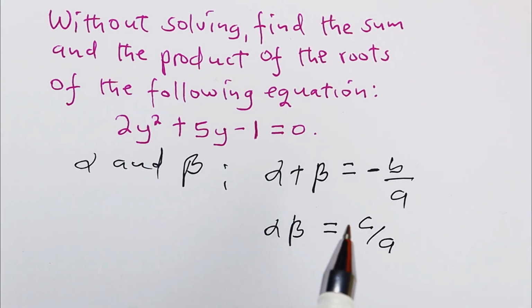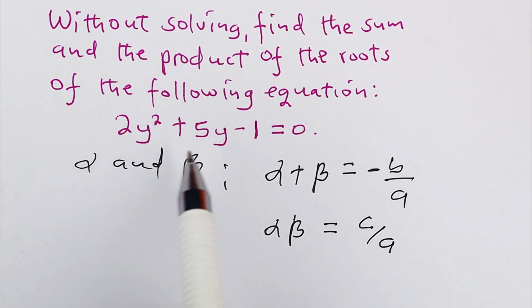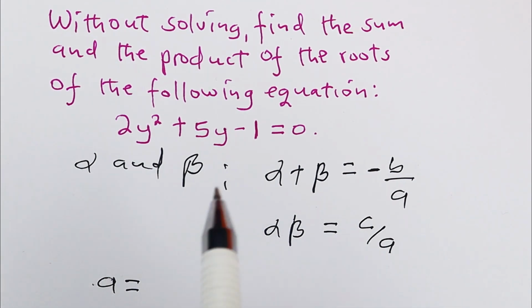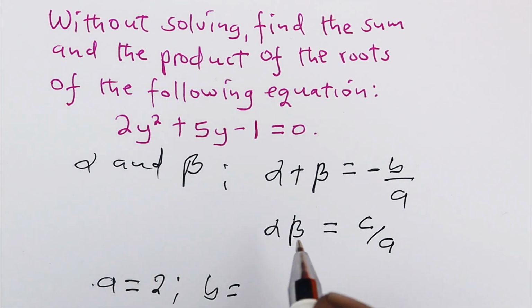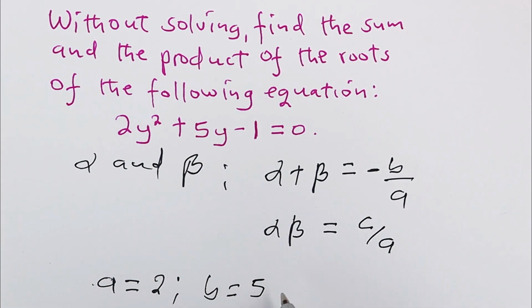So having this in mind, we just need to identify a, b, and c in this particular equation. According to this equation, a, which is normally the coefficient of x squared, will be 2, and b, which is the coefficient of x, in this case the coefficient of y, will be 5, and then c, which is the constant term, will be minus 1, as you can see there.